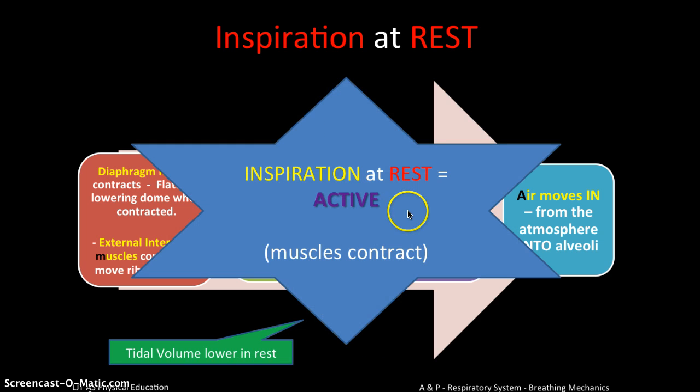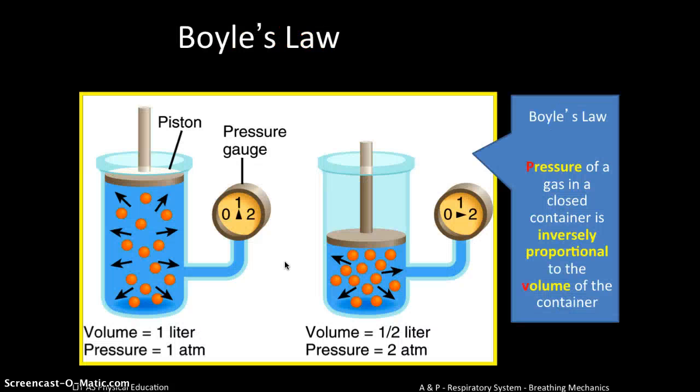And you can see here, in summary, the process of inspiration at rest is an active process, and the reason we describe it as active is because muscles basically contract to make it happen. The diaphragm and external intercostal muscles initiate that movement.